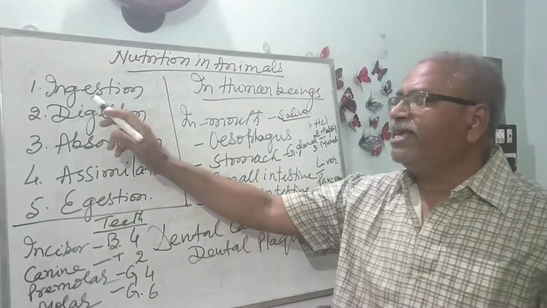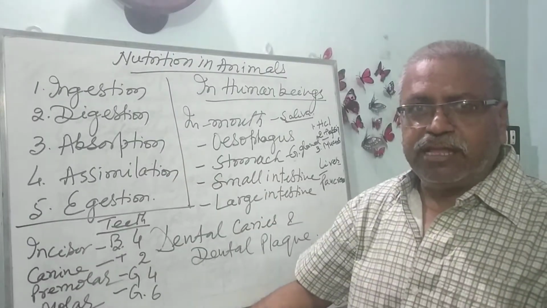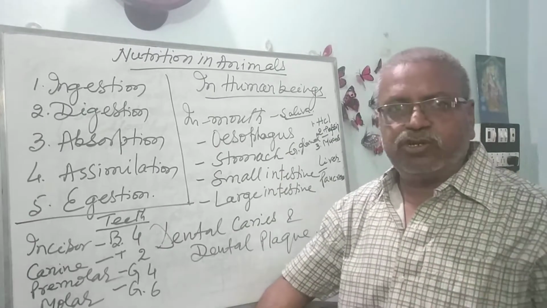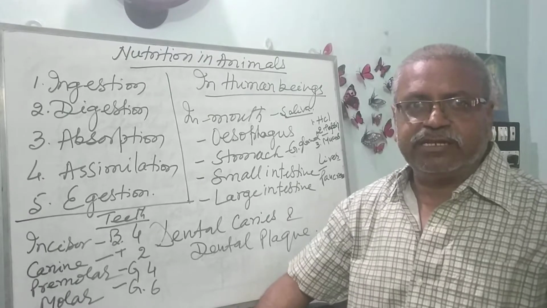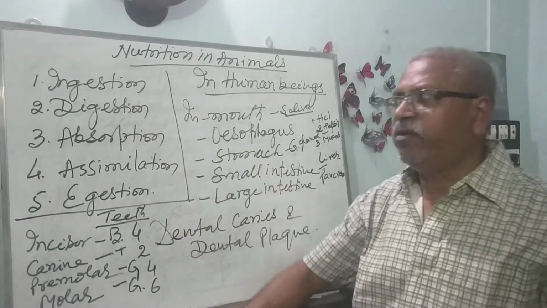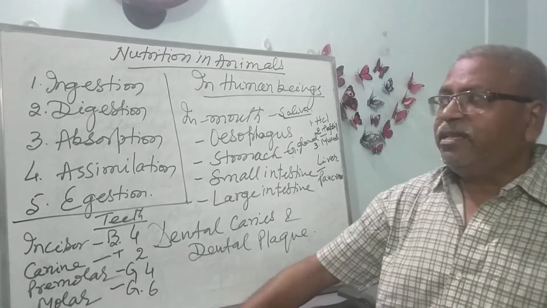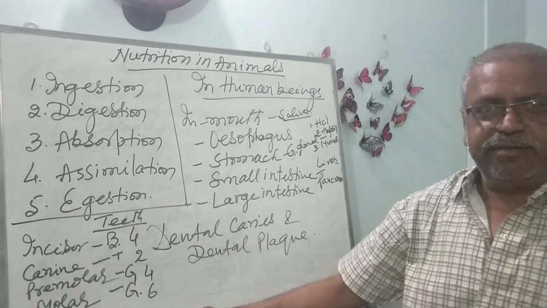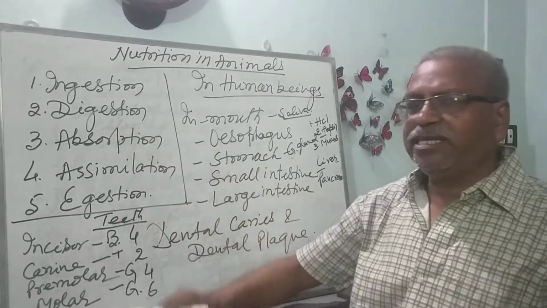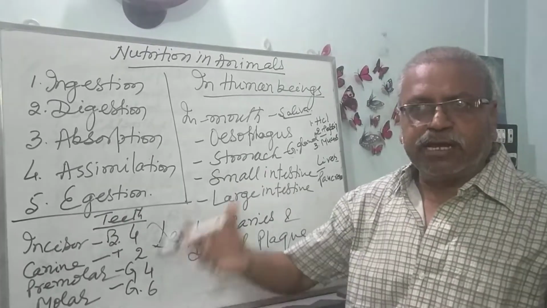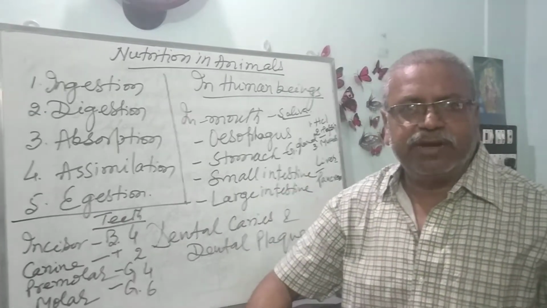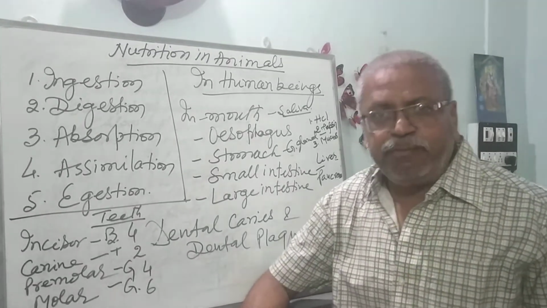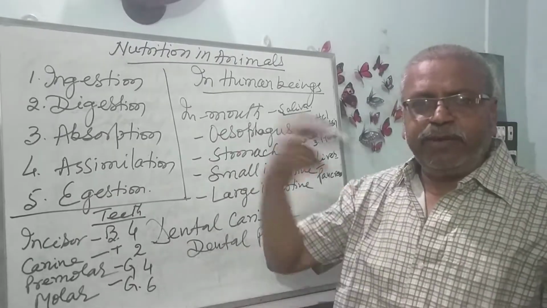The first step is ingestion. That is the process of intake of food inside the body. In most of the organisms in which hands are present, it takes place with the help of hand. When the food is taken inside the body, it is digested, and the process is known as digestion. In this process, the complex solid food is converted into soluble, simpler form, so that it can be absorbed.